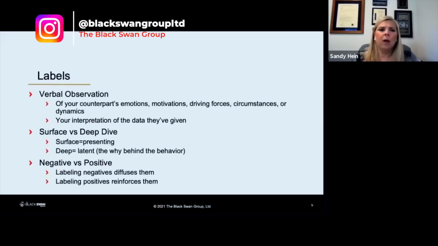Okay. You can label negatives or you can label positives. If you label negatives, it actually diffuses them.